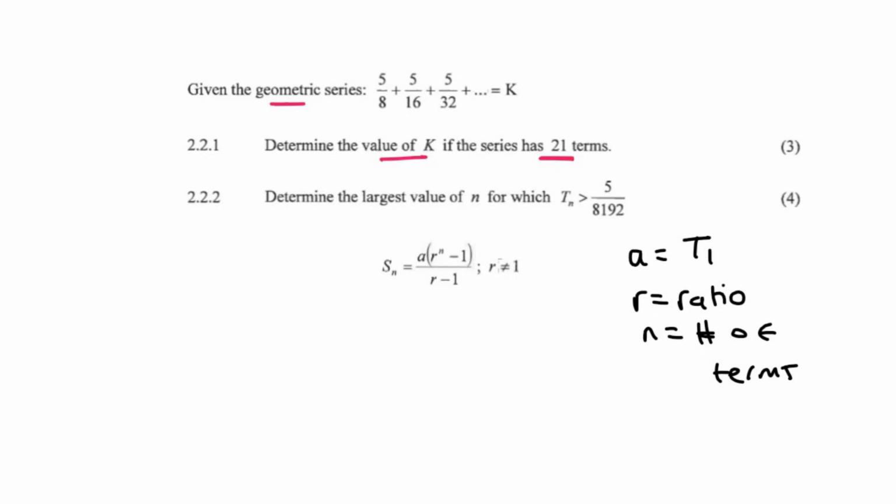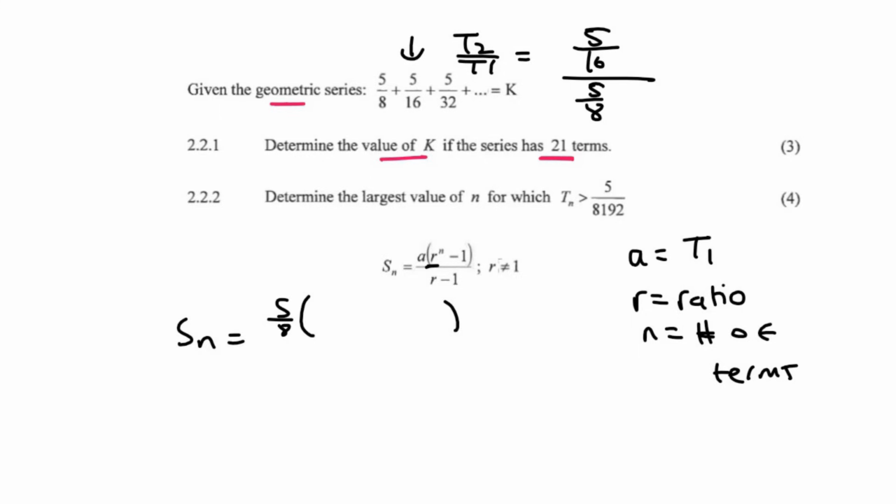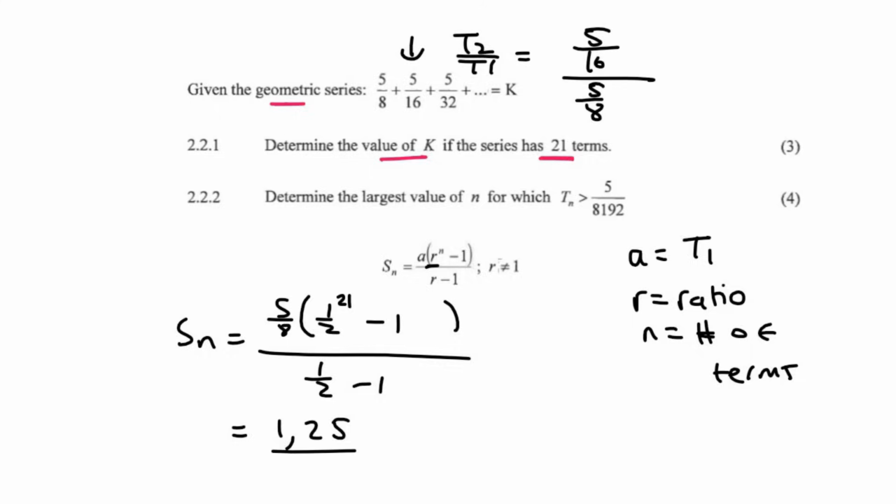And so what I can do is I can say that Sn is equal to the first term, which is 5 over 8. To work out r, you take term 2 divided by term 1. And that's going to be 5 over 16 divided by 5 over 8. And you can just type it in on your calculator like that. And that gives us a half. So it's going to be a half to the power of 21, because I said there's 21 terms, over the ratio, which is a half, minus 1. Go ahead, type it in on the calculator just like that. And if you round that to 2 decimal places, it's going to give you 1,25.